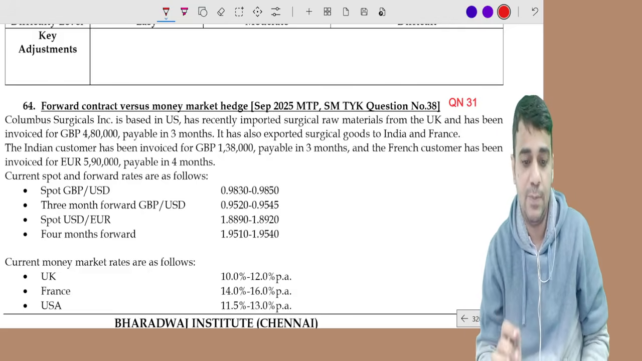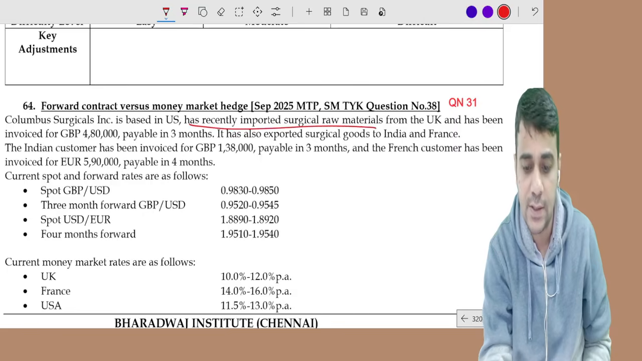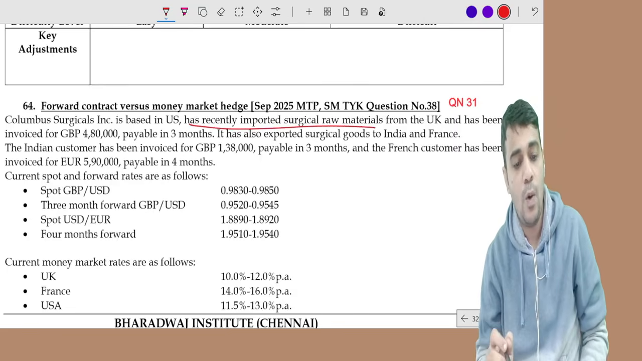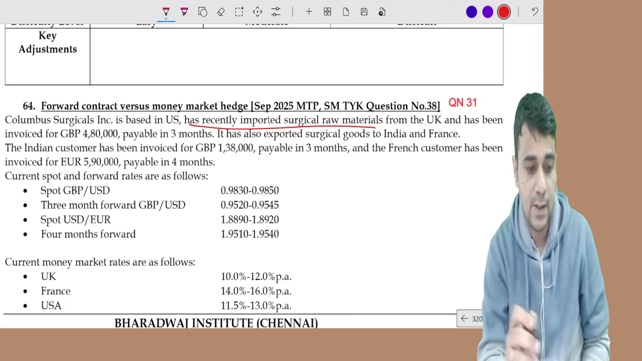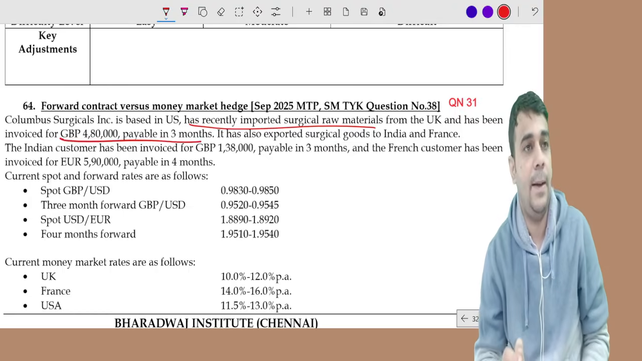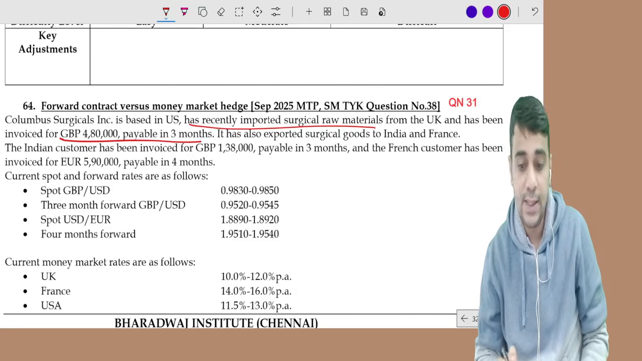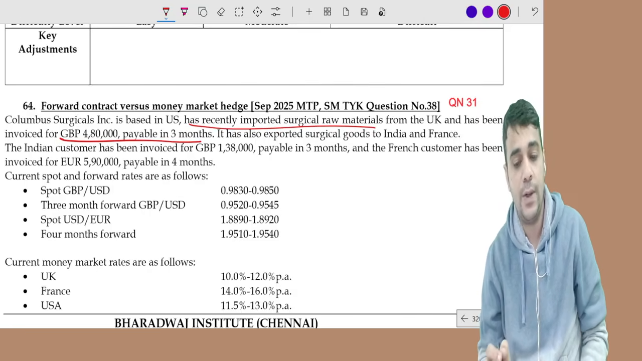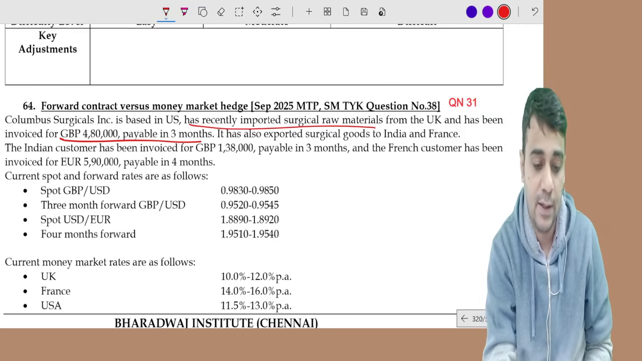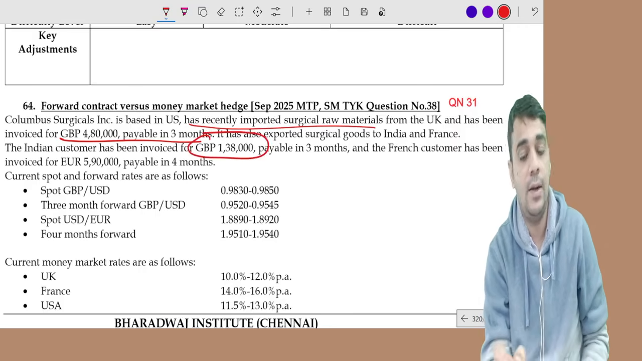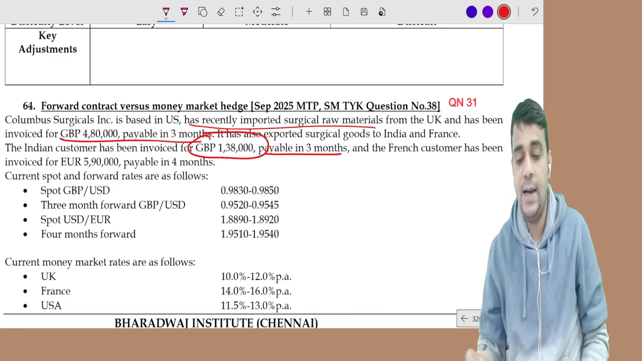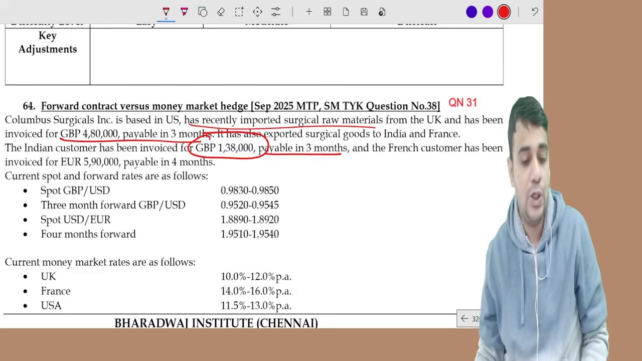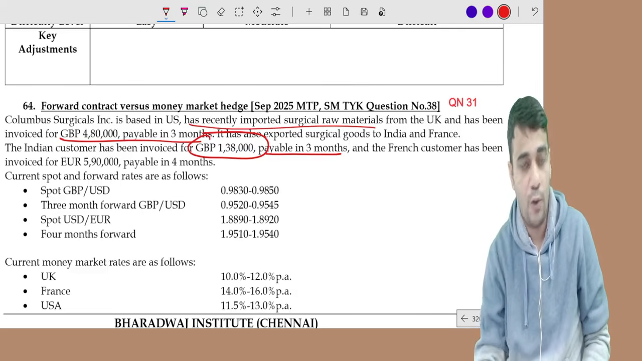Columbus Surgical is based in the US. Recently imported surgical raw material from the UK. Has been invoiced GBP 480 payable in 3 months. It has also exported surgical goods to India and France. The Indian importer has been invoiced GBP 138 payable in 3 months, and the French customer has been invoiced EUR 5,90,000 payable in 4 months.